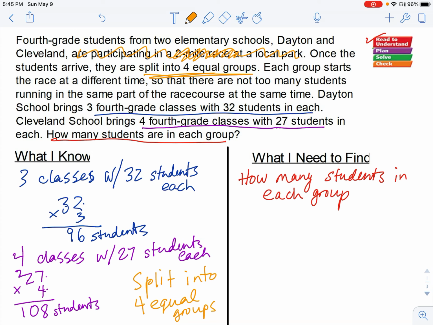Well, my plan is going to be to find the total students and then divide them by 4 because I want 4 equal groups. So now I have a plan. Let's go ahead and solve it. So you can pause the video, please, and try to solve on your own now. Play back when you're ready to go over the answer together. So we had 108 from the one school, 96 from the other. That totals to 204 total students, and then we had to split them into 4 equal groups.